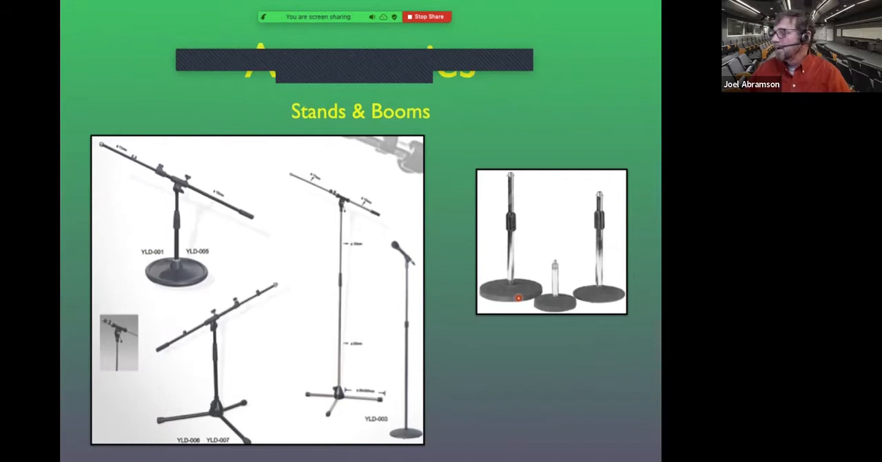A couple more accessories here. These are stands. So these are floor stands, right? Because they go on the floor.